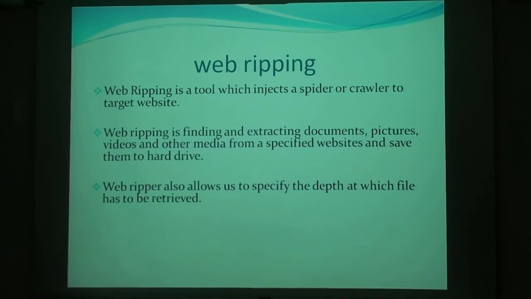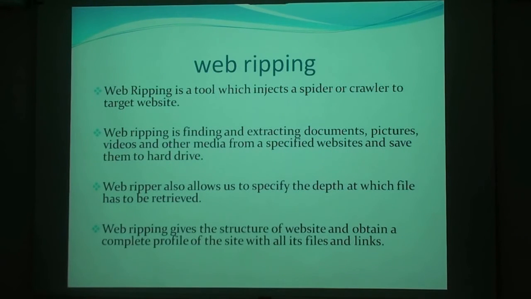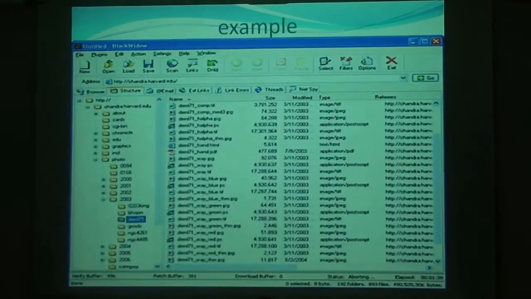It also allows you to specify the depth. That means that if a particular file is written at a very deep level, then by specifying the depth that file can also be extracted. It basically gives the structure of the entire website by following all its files and links within those files. We will look at an example. Here I have considered an example of a tool, which is Black Widow. Here when the website name is given, it tries to inject the spider and rips out the entire structure of that website onto your hard disk, and you can view each and every file that the website contains.